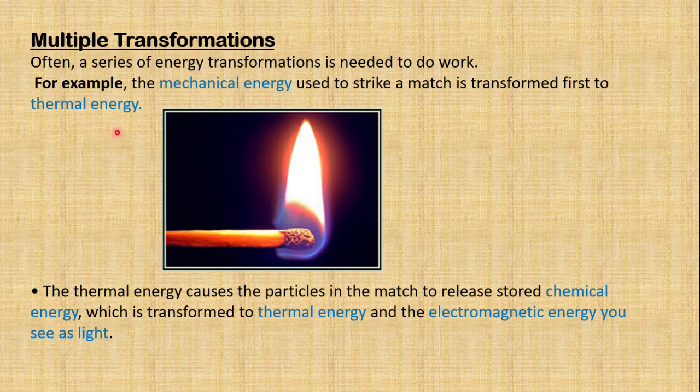This heat energy, or thermal energy, causes the particles in the match to release chemical energy. What does it mean? The chemical which is attached to the match. This heat energy causes this chemical to release chemical energy. This chemical energy transforms, and it starts burning to produce heat energy. We do not only get the heat, but we also see light here. So mechanical energy not only produces heat or thermal energy, but it also gives us light energy. This is how the series of energy transformations takes place in this example. That's why it is named multiple transformation.